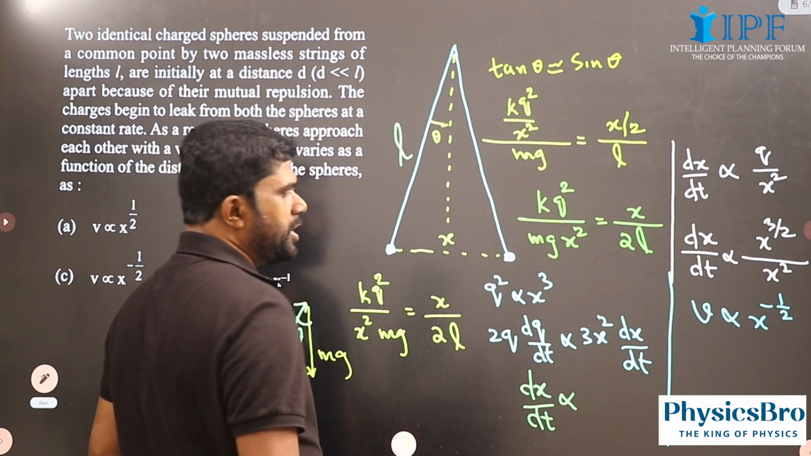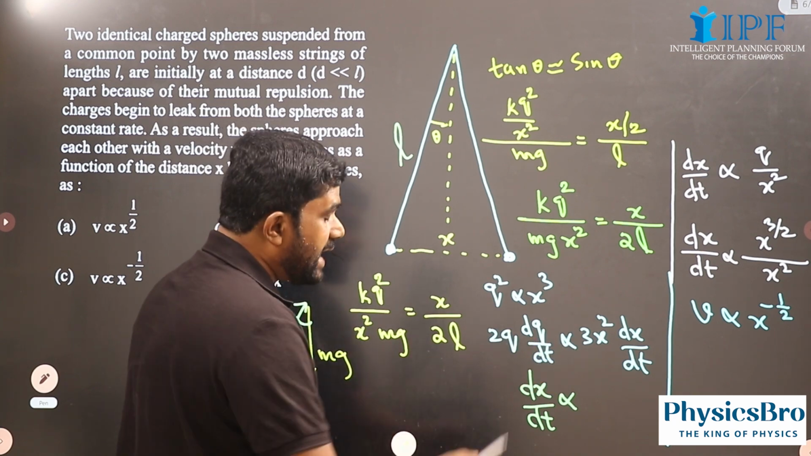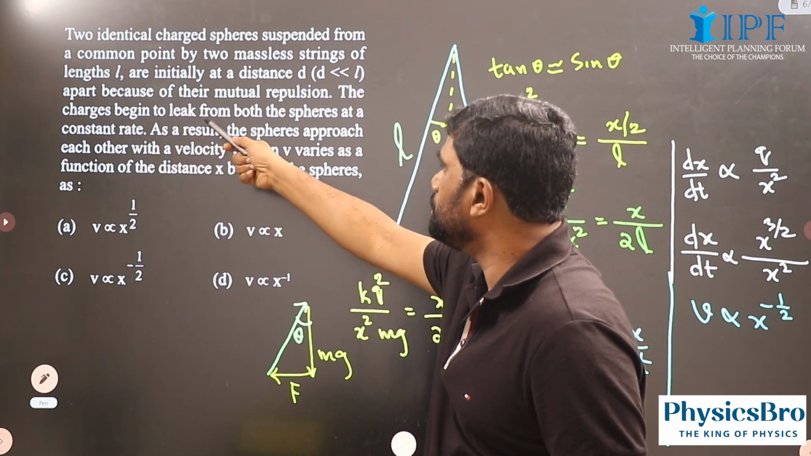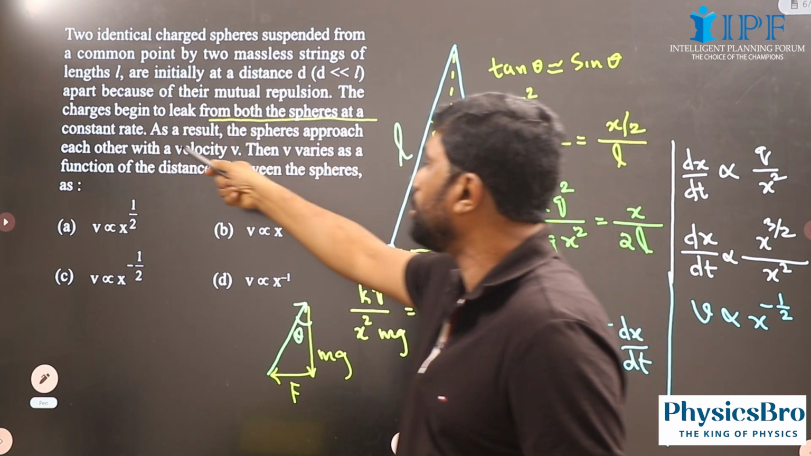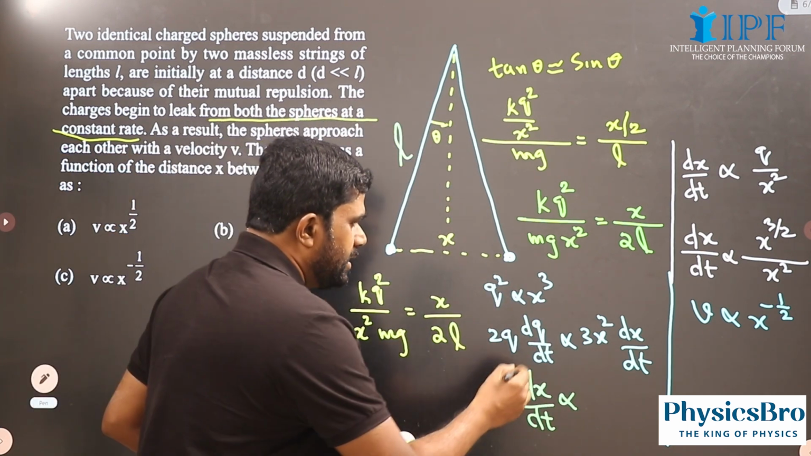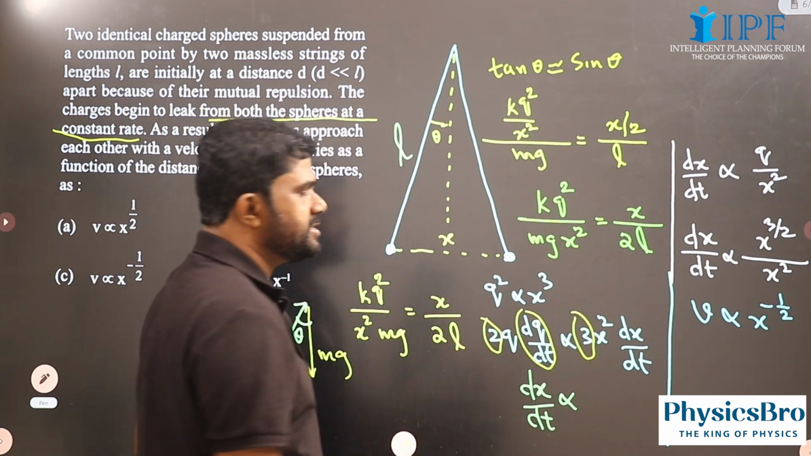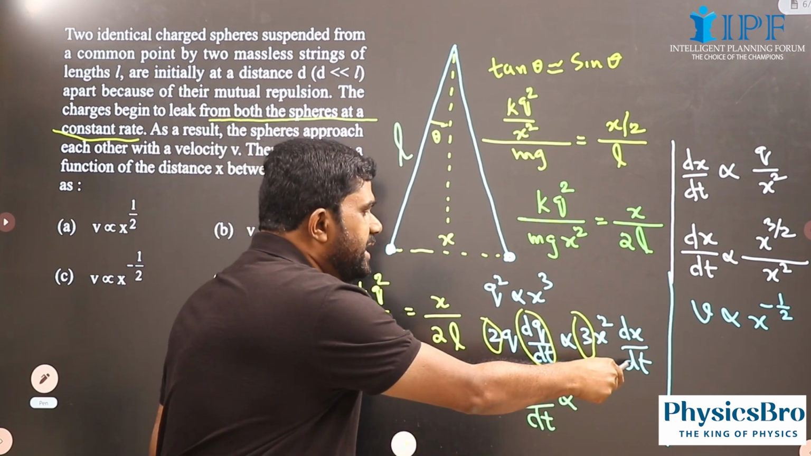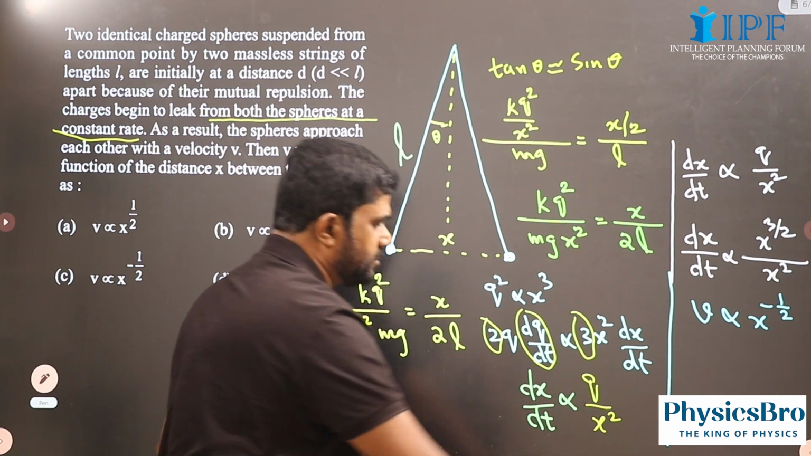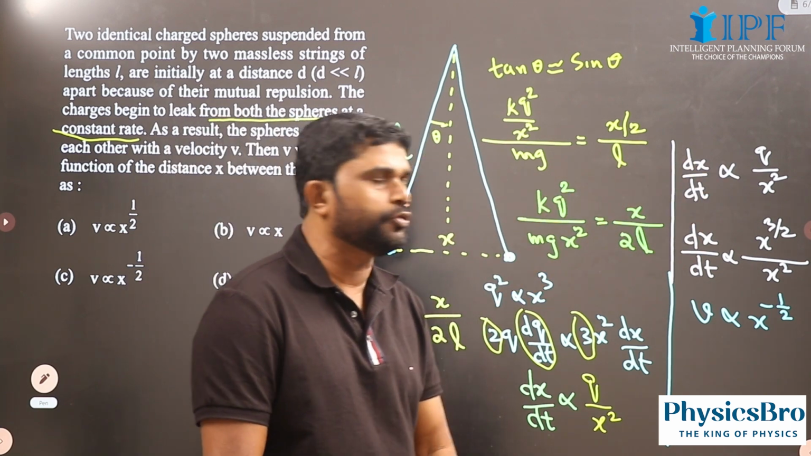Okay, dx by dt is proportional to this; 2 and 3 are constants. Charges begin to leak from both the spheres at a constant rate, which means dq by dt is constant. So dq by dt is constant, 2 is constant, 3 is constant. So we can say dx by dt is proportional to q by x square, because all other factors are constants. That I have written here, dx by dt proportional to q by x square.